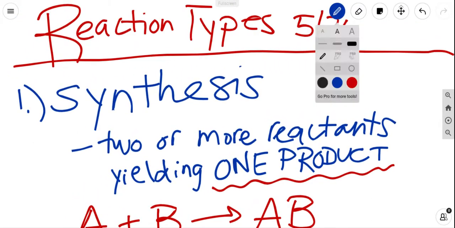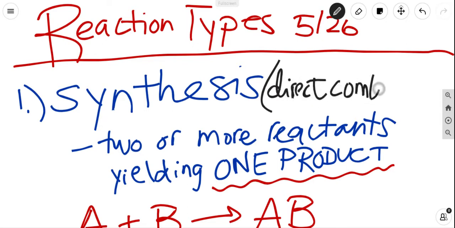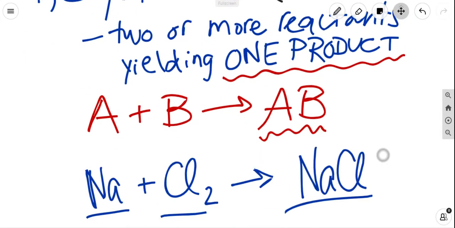The first one is called synthesis. Depending on the textbook or maybe how old a publisher is, they might refer to this as direct combination. So if I assign you a site or a worksheet and they say combination, that's the same thing as synthesis. So it's 2 things forming one, the keyword being that one product.